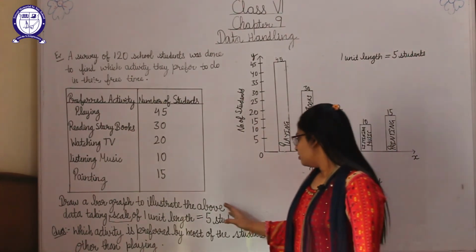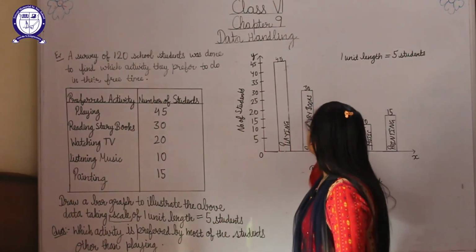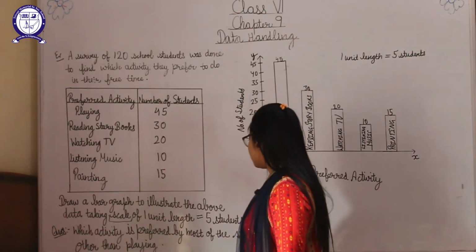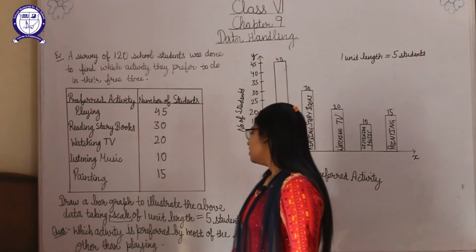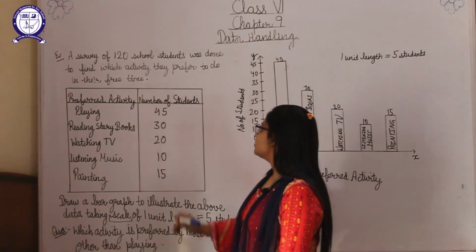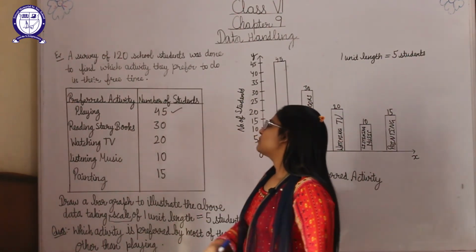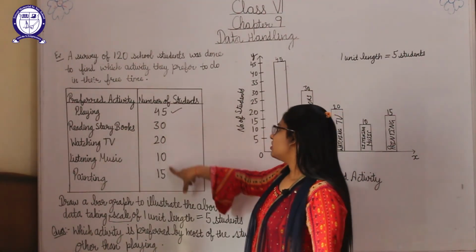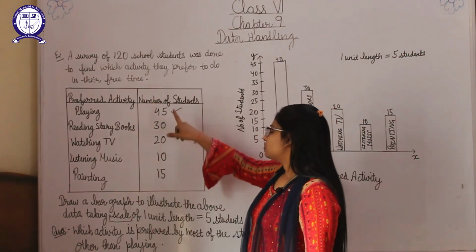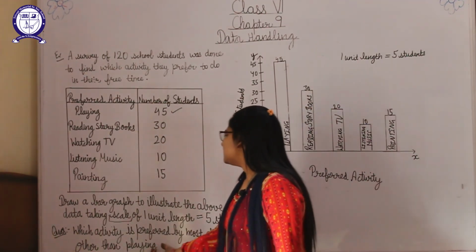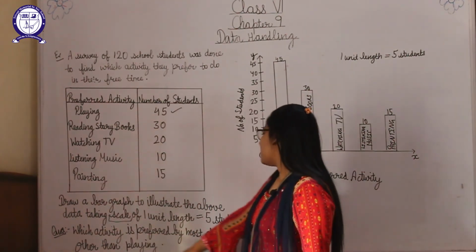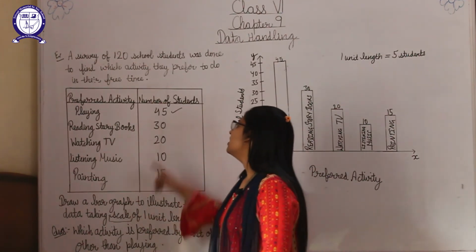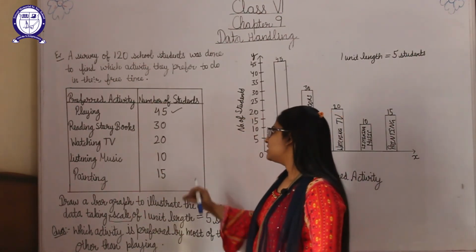Now we have drawn the graph and we have taken the scale also. The question given is: which activity is preferred by most of the students other than playing? So students, as you can see, most of the students play, as 45 is the greatest number of students. But it is asked that other than playing, we have to tell which activity students prefer. So after 45, which is the greater number?